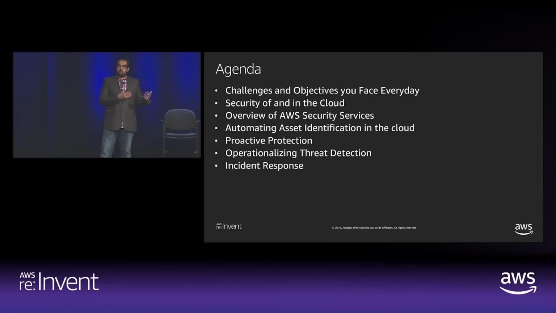Then Thomas from GE will talk about automating asset identification in the cloud using AWS native services and how you can implement proactive protection. And then we'll have David Strum come in and talk about operationalizing threat detection into day-to-day processes, as well as how do you automate incident response.